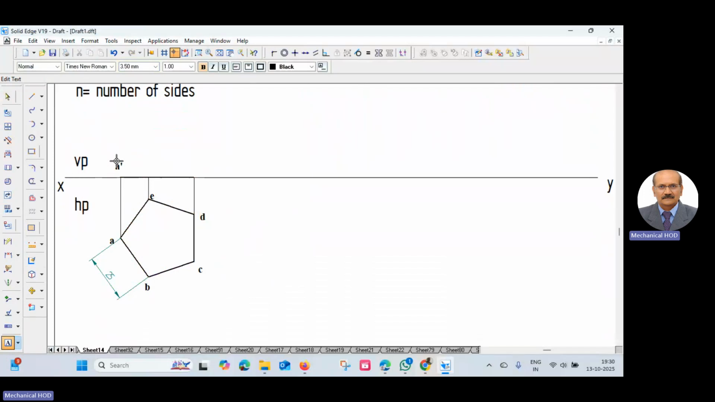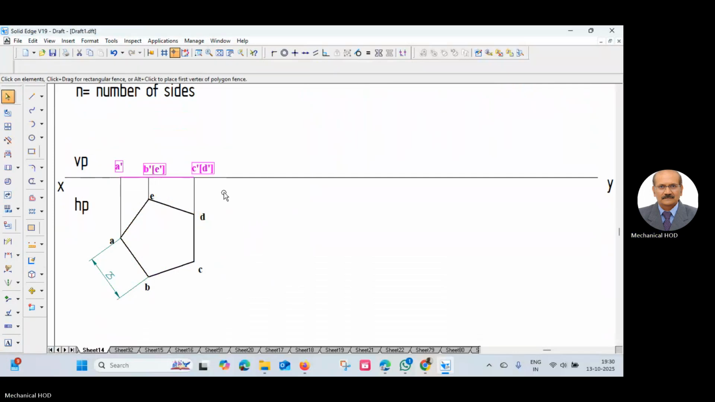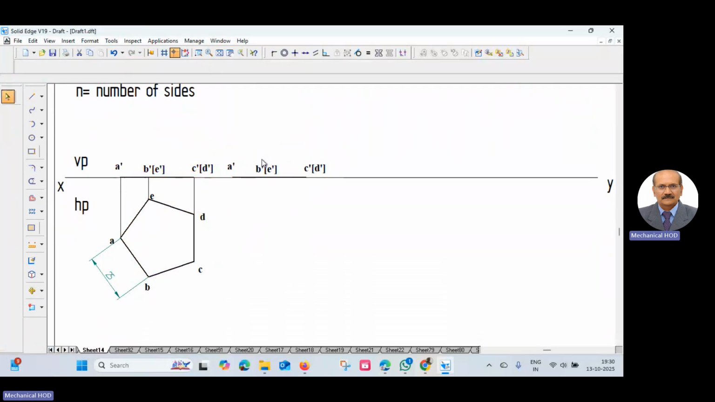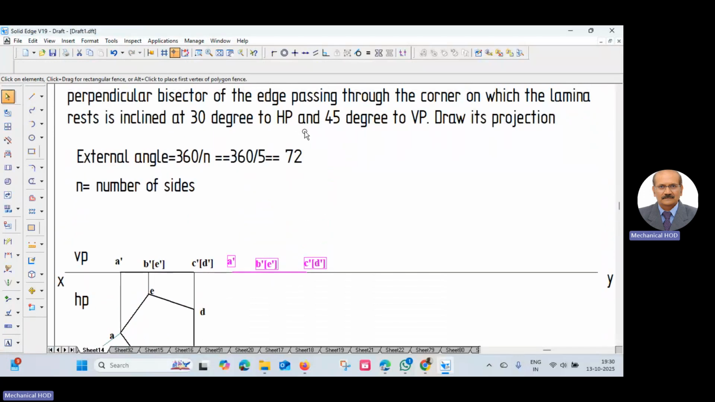Then A dash. This is B dash bracket E dash. C dash bracket D dash. Then rotate. Move, copy on, move from this corner A dash, keep it on the XY line, then rotate, what is the angle given?